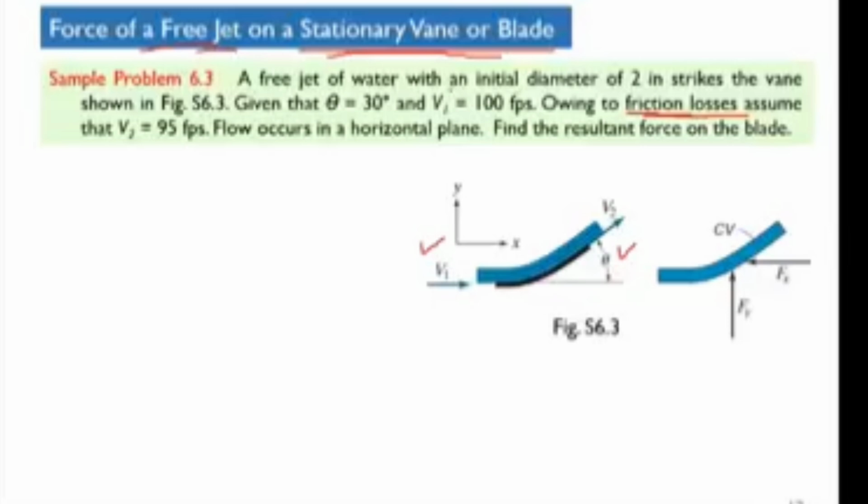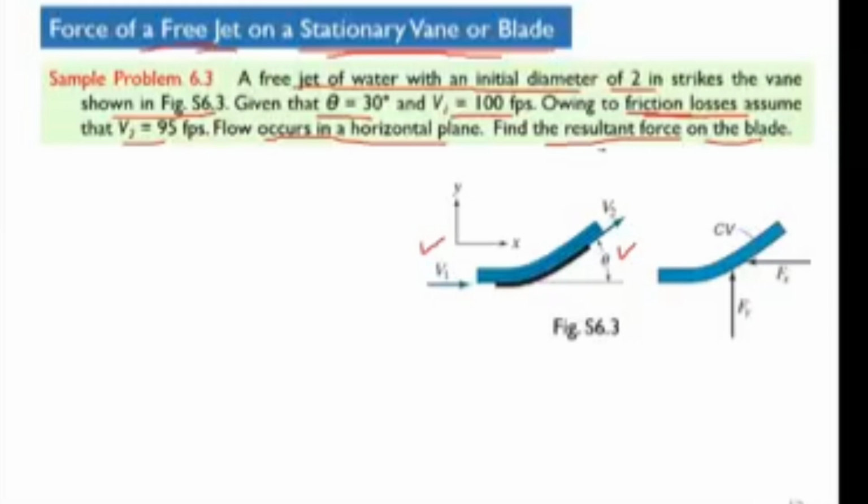So now it says that the free jet of water with an initial diameter of 2 inch, the cross-sectional diameter of the jet of water is 2 inch, strikes the vane as shown in this figure. Theta is 30 degrees, v1 is 100 foot per second, and due to friction the velocity of the fluid leaving the vane is 95 foot per second. So flow occurs in a horizontal plane. It means that we can neglect the weight of the fluid. Find the resultant force on the vane or this blade.